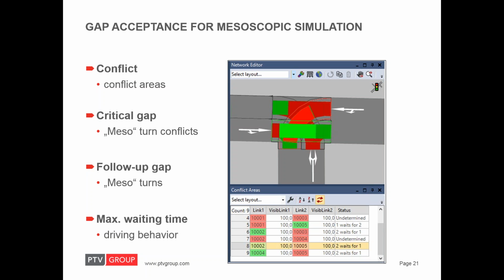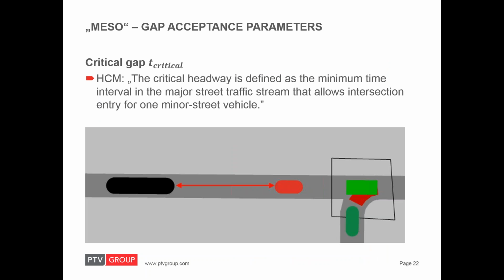So it works with conflict areas, and it basically requires 4 steps. First of all, you need to define the conflict, and then you need to define the 2 parameters, the critical gap and the follow-up gap. And also the maximum waiting time must be defined. So once the conflict status is defined, the next step is to define the gap values. As we will see, the definitions follow common guidelines like the Highway Capacity Manual or the German version, the HBS.